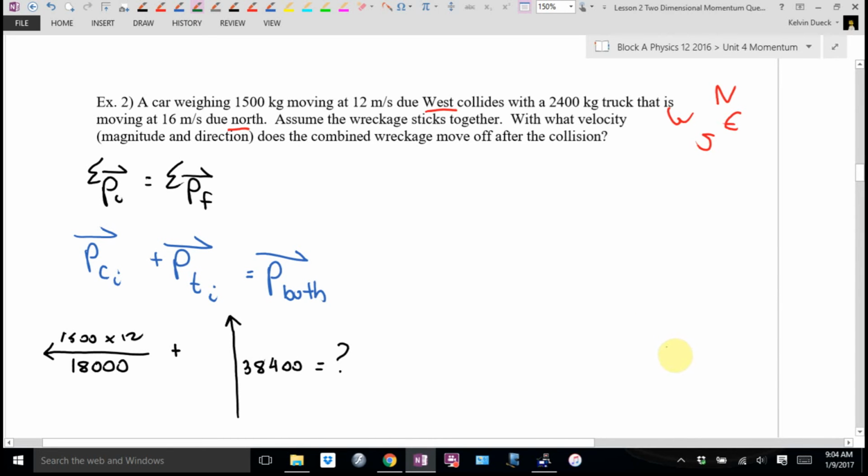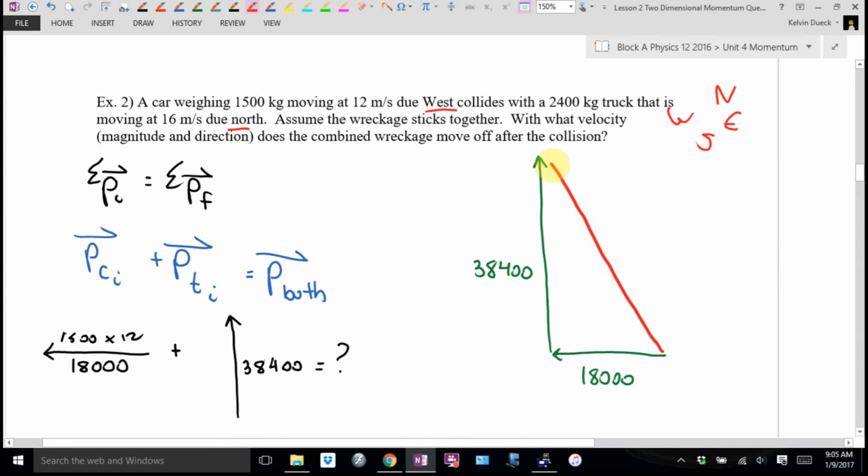So I'm going to start down low so I can go 18,000 west. 38,400 is a little more than twice as long as 18,000. So I'm going to draw north a little more than twice as long, maybe about like that. That's 38,400. The resultant, the momentum of both, is that vector right there. Sinead, is there a lovely right angle? Oh, thank goodness.